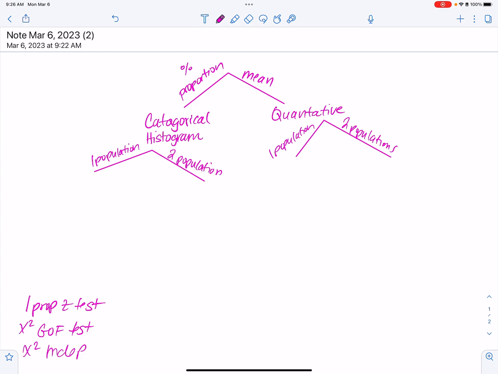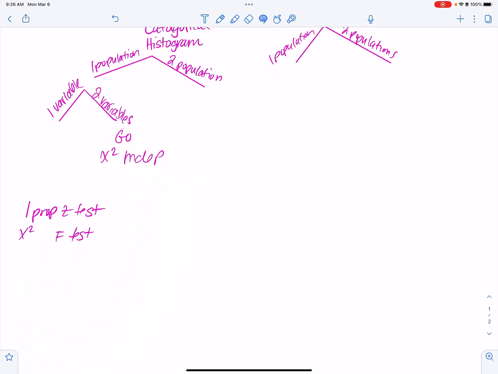So you could ask yourself, okay, from here, do I have one variable or two variables? Well, if you have two variables, you know immediately it's going to be this chi-squared independence test. So let's put that up there. Oh, somehow I erased that.